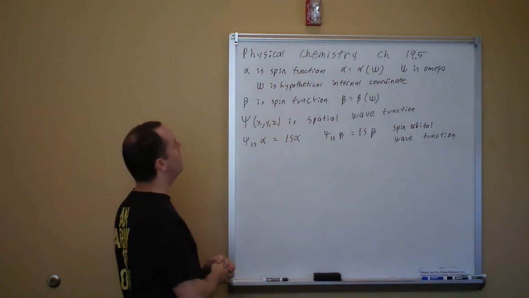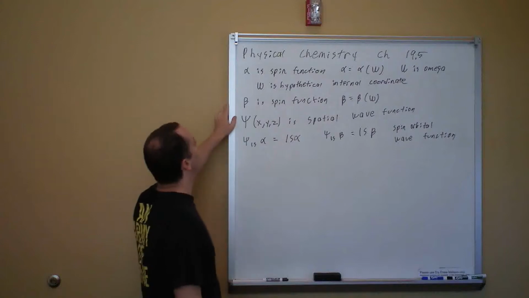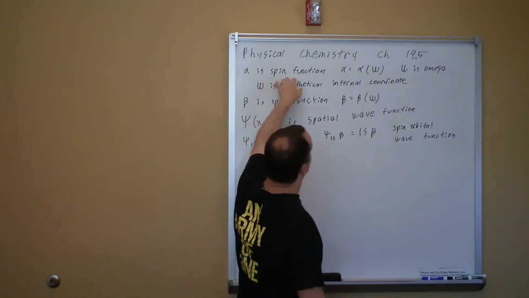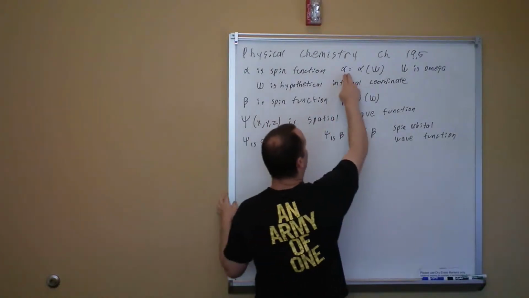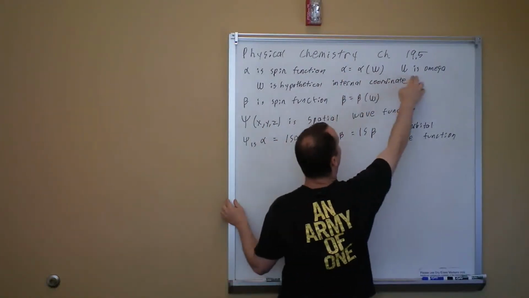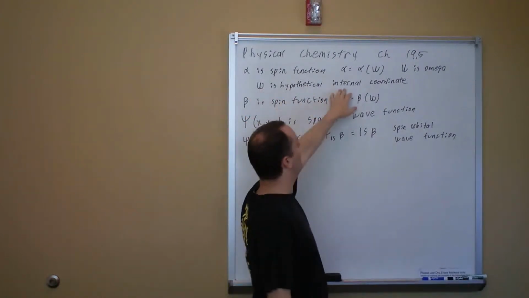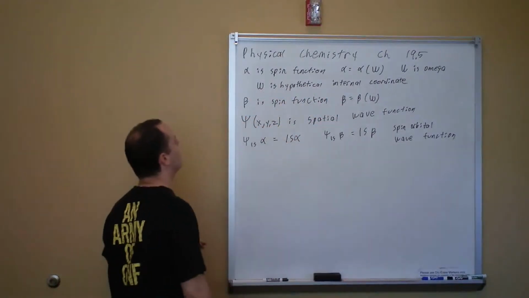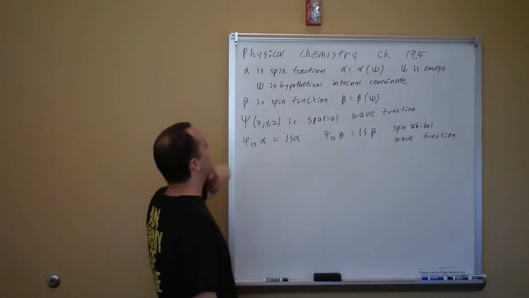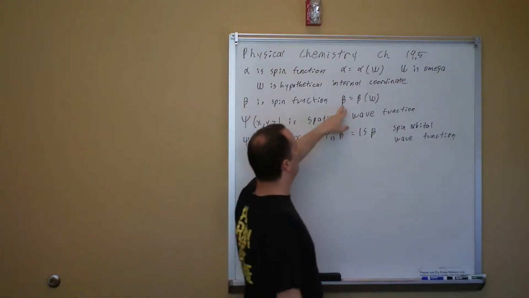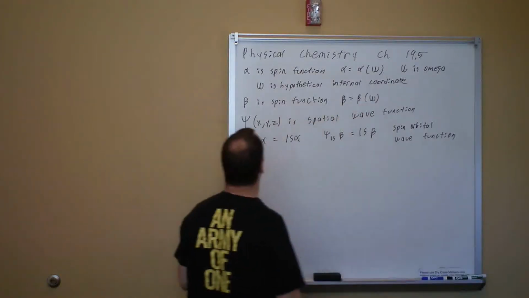Continuing on physical chemistry, chapter 19, we're finishing up section 5 now. So let's say this lowercase alpha is a spin function. This alpha is a function of omega, a lowercase omega. Omega is a hypothetical internal coordinate. Read the book about that. It's just a mathematical tool. And then beta is another spin function. So beta is a function of omega also.